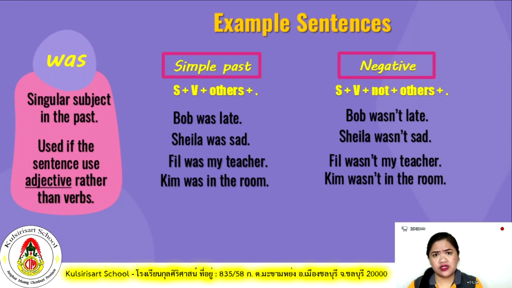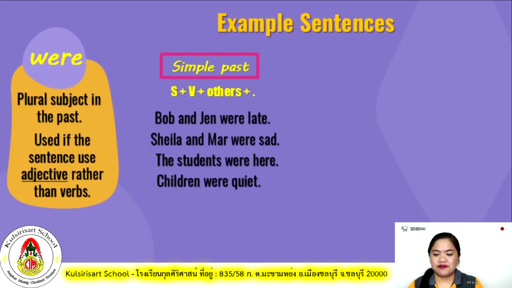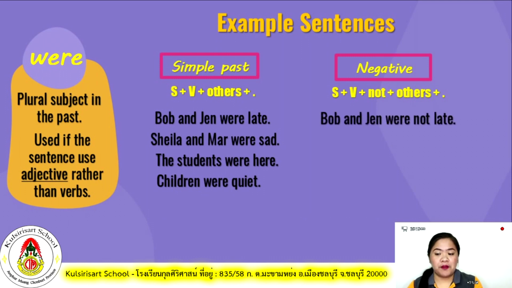Now, we have the word were. Bob and Jen were late. In the negative, it will become Bob and Jen were not late. And Sheila and Mar were sad. In the negative it will become Sheila and Mar weren't sad. As what you can see, we may use the full were not, and the contracted weren't.